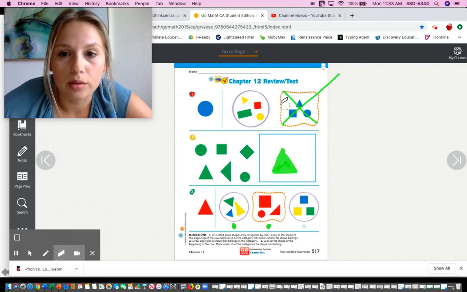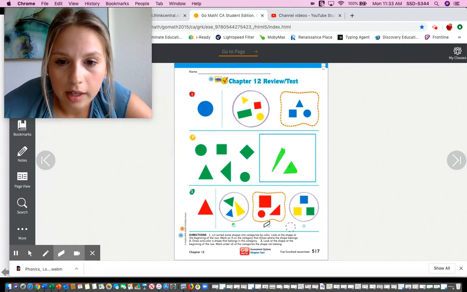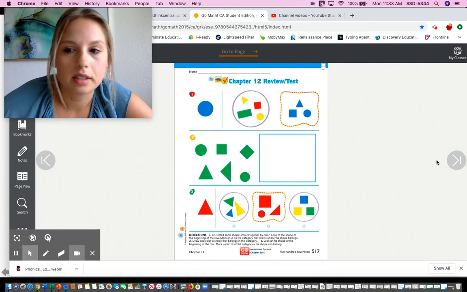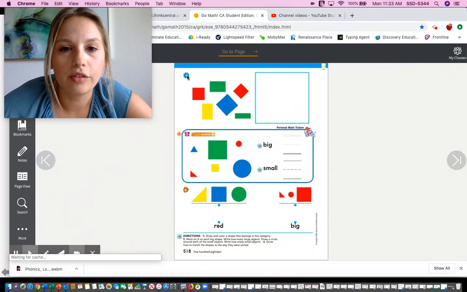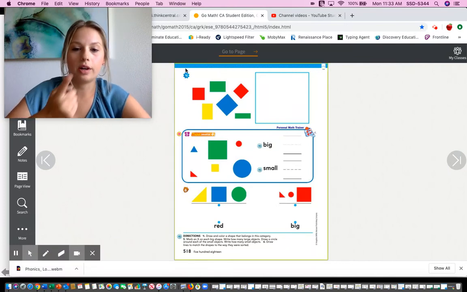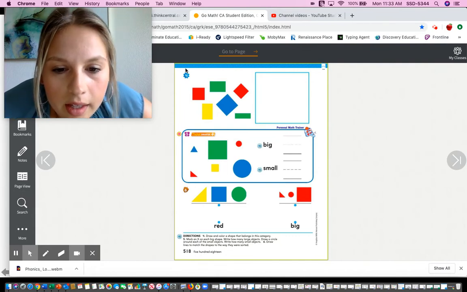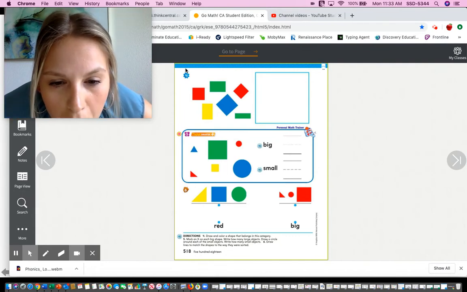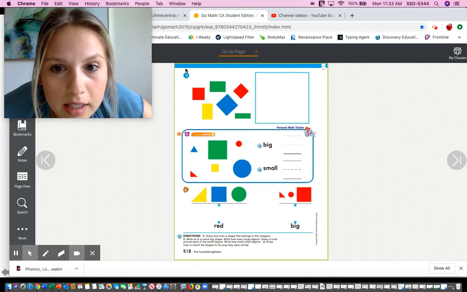Okay, take your Post-it or your bookmark, flip to the next page, and find, I think it's blue flower next. Blue flower number 4. And put your finger on it. Okay. Draw and color a shape that belongs in this category.